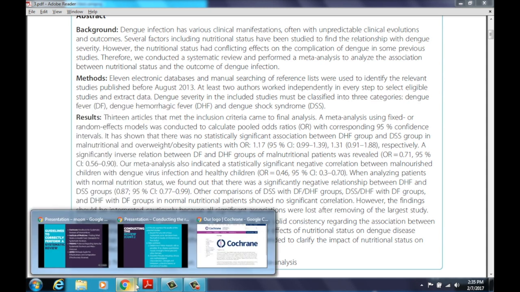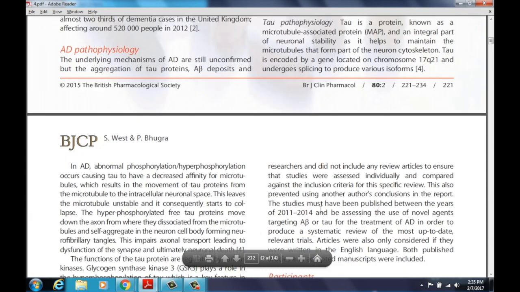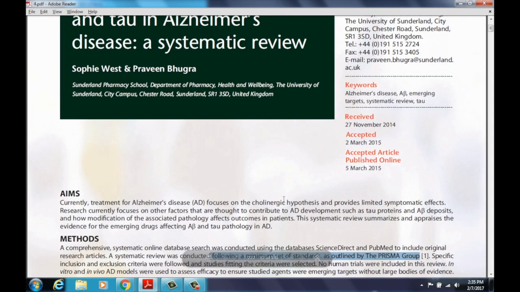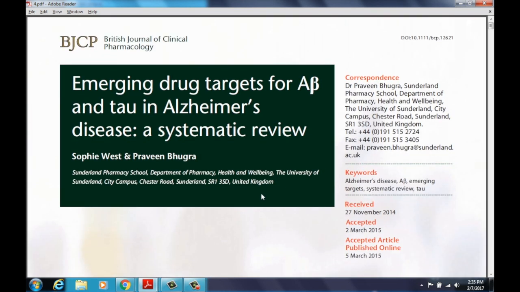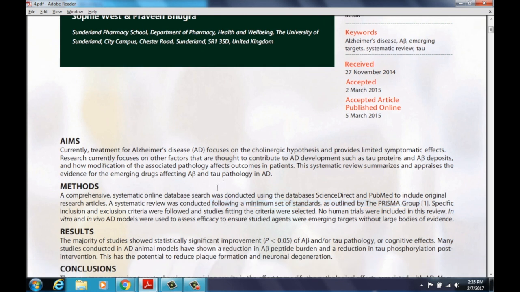Okay, so I wanted to show you one more systematic review. And in this systematic review, there is no meta-analysis, but I wanted to compare it once again with the meta-analysis systematic review combination that we saw just right before. So in this systematic review, again, we see the objective right here, explaining what the review is on.